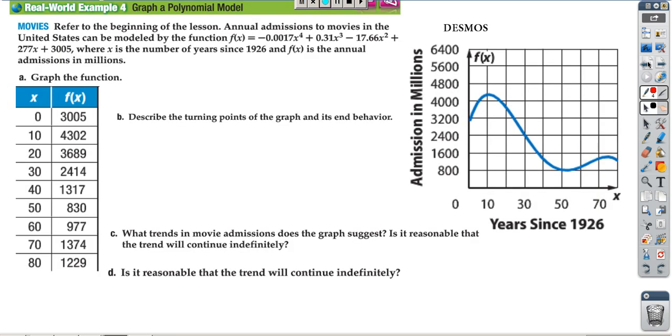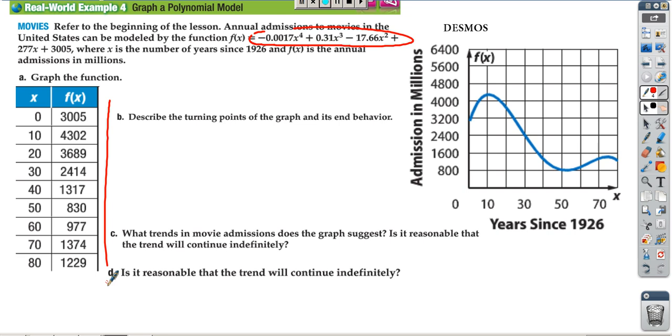Okay, last one is, a lot of real-world equations are modeled by polynomials. So this is an equation that shows how many people annually pay money for movie tickets. It has that big function right there. X stands for the number of years since 1926. F of x or y is the number of people going to the movie. So when you put this whole thing in a calculator, graph it, you get this table right here.